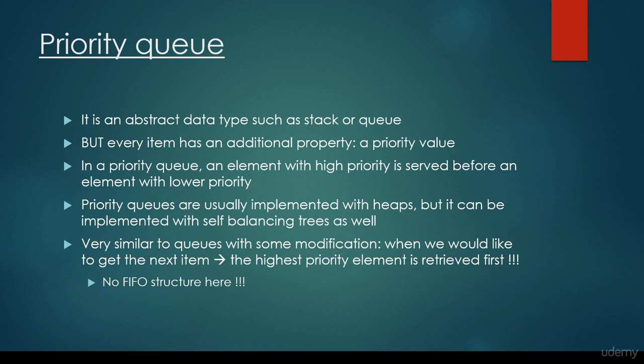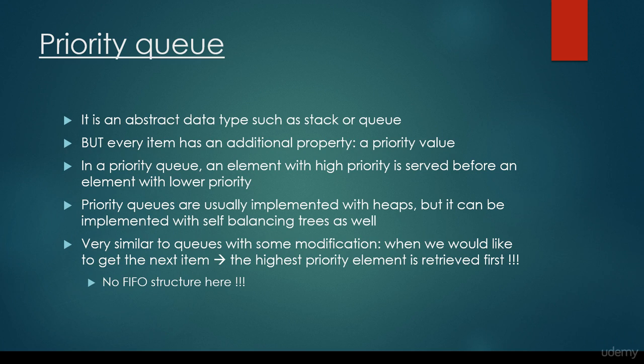And this is the same for heaps. We usually have a one-dimensional array as the underlying data structure. We could use a linked list as well, but we usually use one-dimensional arrays. And we have the abstract data type, the so-called specification that defines the behavior, and this is the so-called priority queue. Okay, so we have an additional property, the so-called priority value, and in a priority queue, an element with high priority is served before an element with lower priority. So this priority is going to be very important.